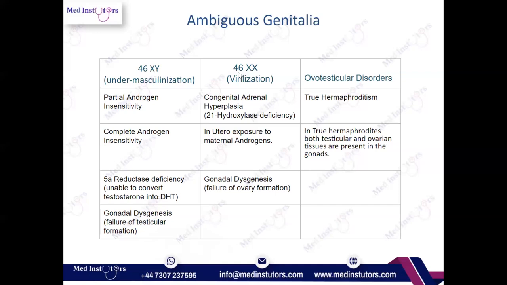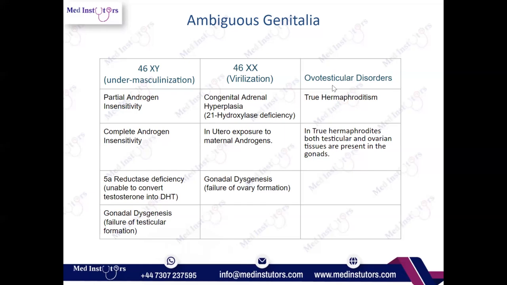When we look at 46XX, in females, this ambiguous genitalia may lead to virilization, but in males, it leads to undermasculinization. Undermasculinization means they don't look like a male, and virilization means development of male-like structures like increased bone and muscle strength, or the pubic hair, etc. So the cause in the 46XX genotype of ambiguous genitalia is again 21 hydroxylase deficiency. We have discussed that. In utero exposure to maternal androgens will lead to ambiguous genitalia and gonadal dysgenesis.